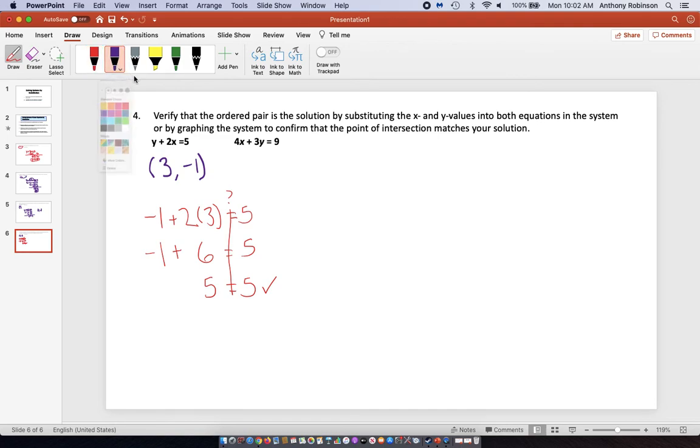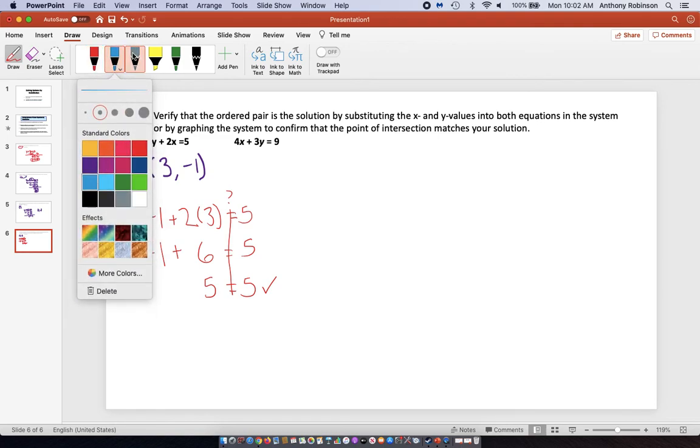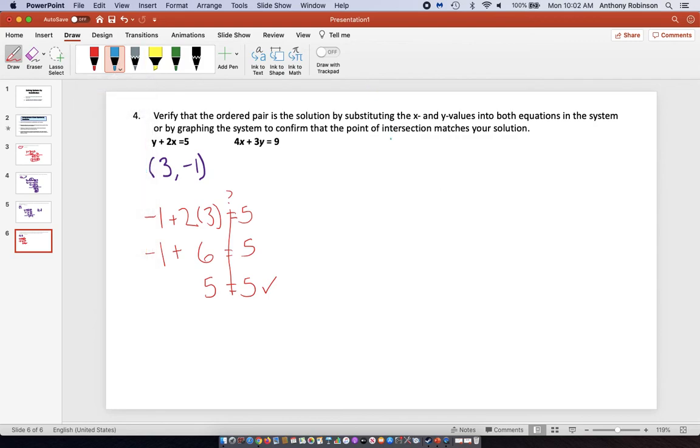Now let me do the second one. I'll do that one in blue. Okay, so we're going to do the same thing over here. So I'm going to go 4. I'm going to replace the x with 3 because we think that's the x value where the lines intersect. Plus 3 times -1 equals 9. Okay, there that is, question mark. The reason I'm putting a question mark there is I'm verifying if it's true. We're not solving for something.